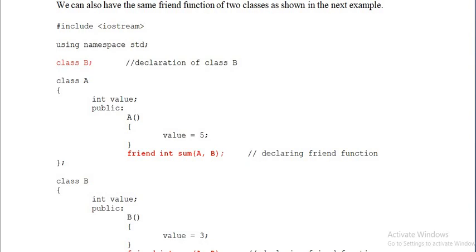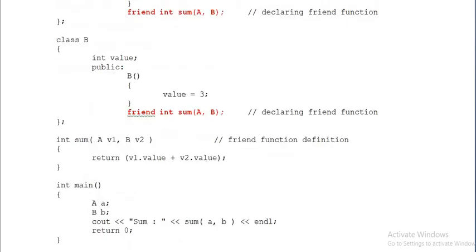These are your declarations. Since class B is not defined at this time, class B is declared so that I can use a function like this. Now look at class B. We have value and we have one constructor, as usual. The same friend function is declared in class A as well as in class B because it is taking two objects as arguments from both the classes.